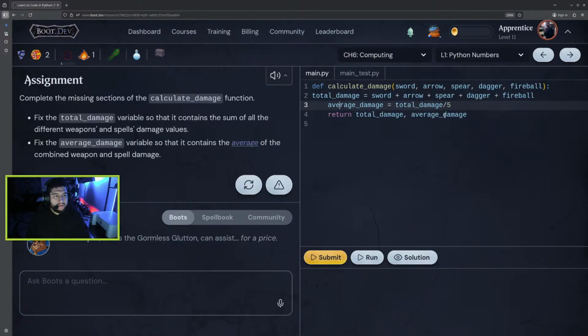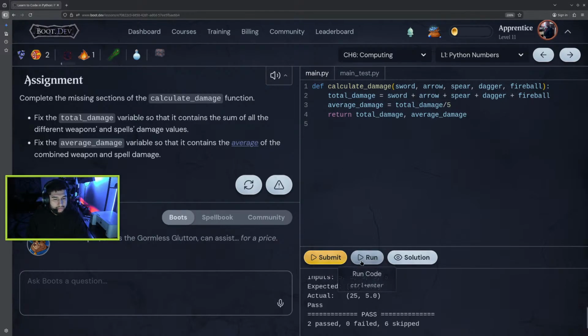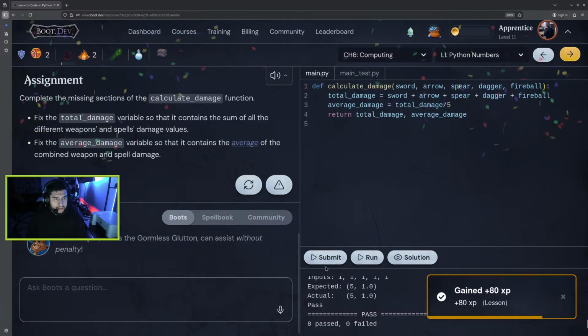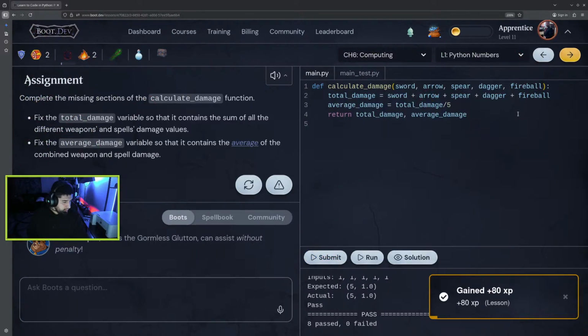Return total damage and average damage. And then this, I messed up the spacing. So it has to be right here. Let's run it. 2 passed, 0 failed, 6 skipped. Submit. And we're good. Next.